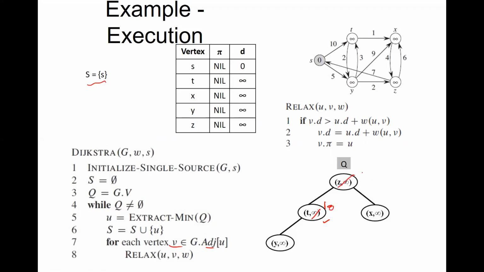So t will come here as t comma 10, and z comma infinity will move lower. After this, one more vertex which is adjacent to s is y. So y will become equal to 5, and this value will be updated. The predecessor of y will be s, and the value will be 5.